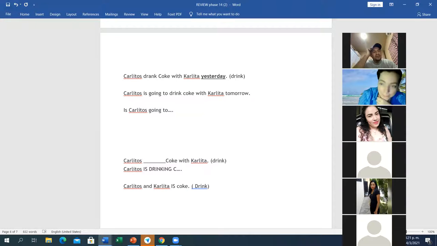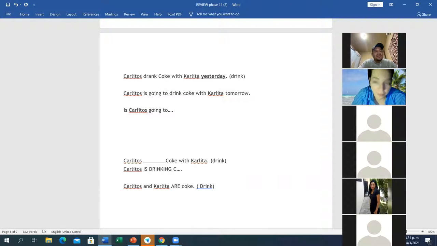Plural. Plural. ¿Se entiende? ¿Preguntas? Pregunten, por favor. ¿Se entiende? ¿O alguien que tenga una duda respecto a esto? ¿Por qué no es are y por qué es? ¿Por qué no es is y por qué es are? Claro. Ok, perfect. Now we're going to, ¿seguro todos? Sure. Sí. Yes, teacher.